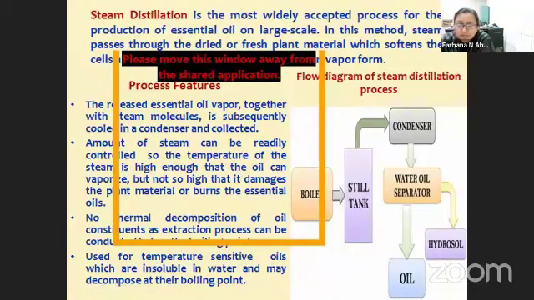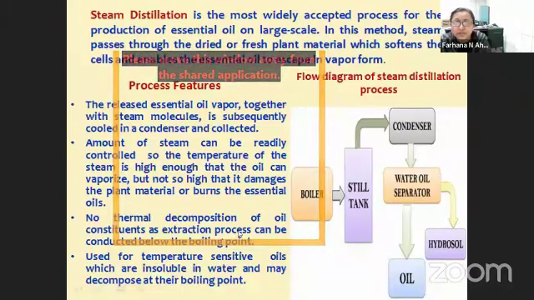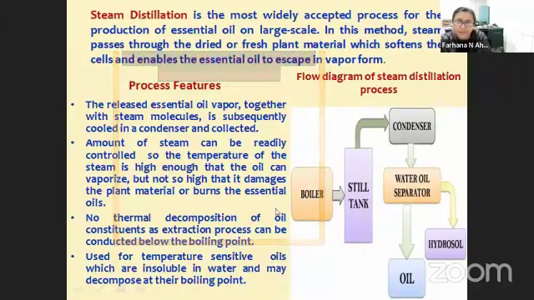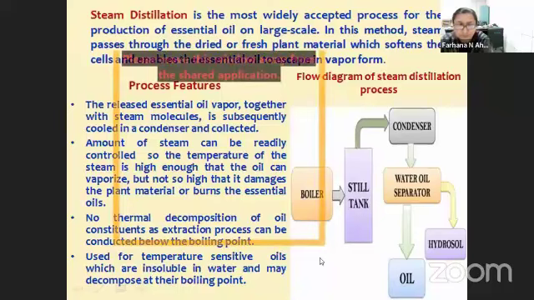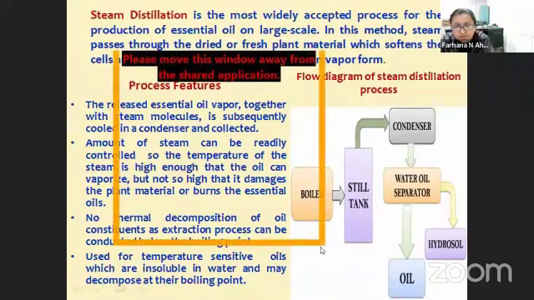The main feature of steam distillation is that the amount of steam can be readily controlled, so the temperature of the steam is high enough that the oil can vaporize, but not so high that it damages the plant material or burns the essential oil. There is no thermal decomposition of oil constituents, as the extraction process can be conducted below the boiling point. It is frequently used for temperature-sensitive oils which are insoluble in water and may decompose at their boiling point.